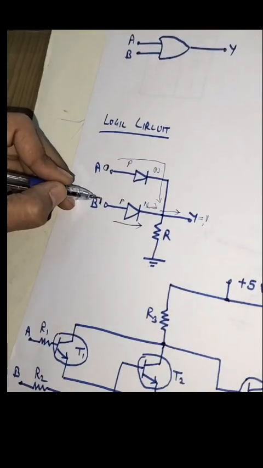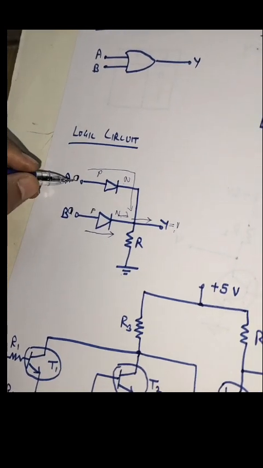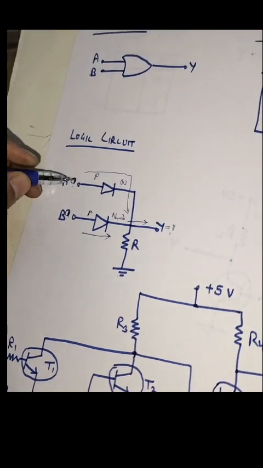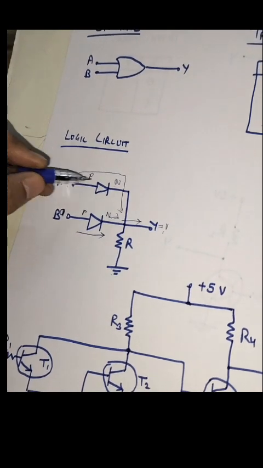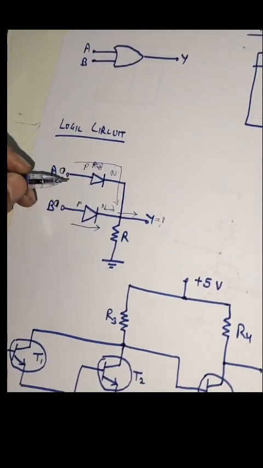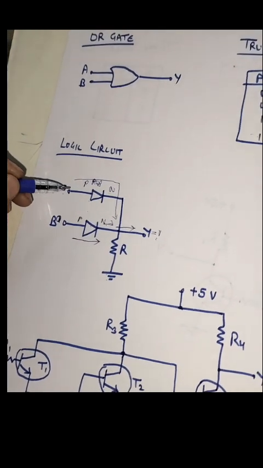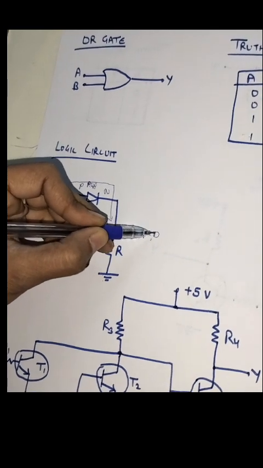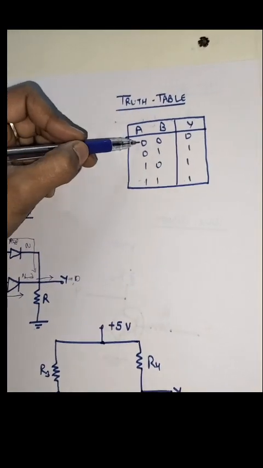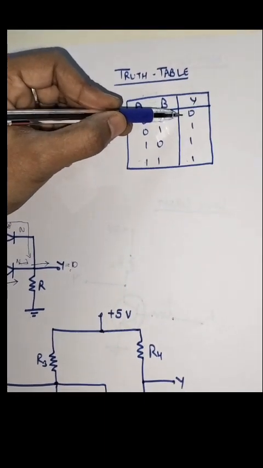So if any of the inputs is 0, we are still getting a 1 output. What happens if both the inputs are 0? Here also we have a low logic, and here also we have a low logic. So there is no potential difference, so no current will flow. Current only flows from higher potential to lower potential. As no current flows, we will get a 0 output here. You can see in the truth table, when both the inputs are 0, we have a 0 output only.